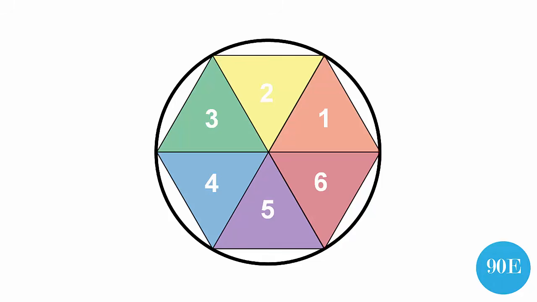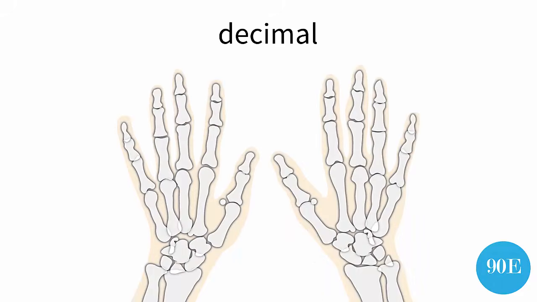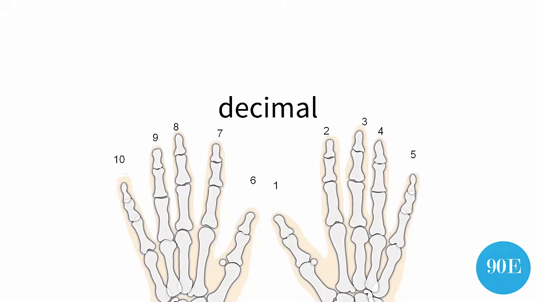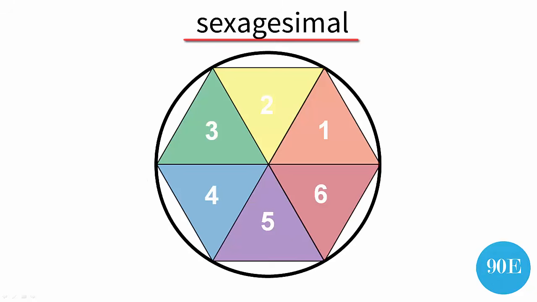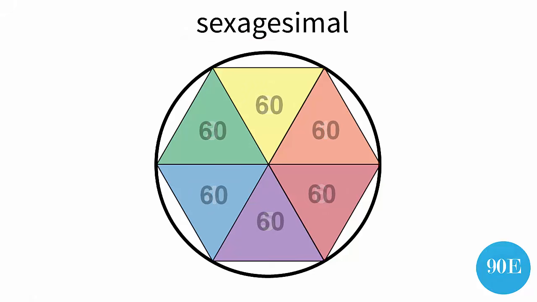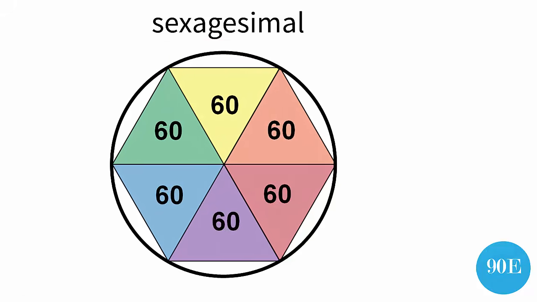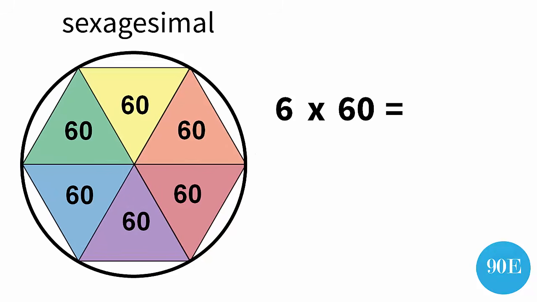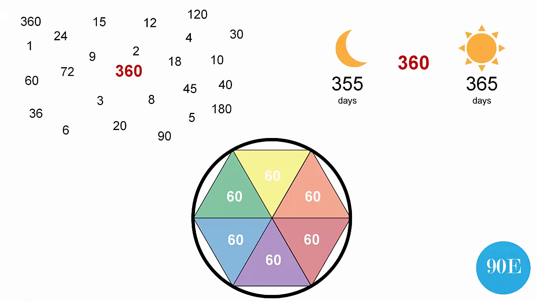Well, the current system that we use in economics and daily life is the decimal system, which has a base of 10, and it's thought that this in part may be because we have 10 fingers and 10 toes. But we haven't always used the decimal system. In fact, there was a time when we used a system called the sexagesimal system, which had a base of 60. So it's thought that each of these 6 triangles were arbitrarily given the value of 60. And if you can do some simple maths, 6 times 60 equals 360. So there you have it, 3 theories as to why there are 360 degrees in a circle.